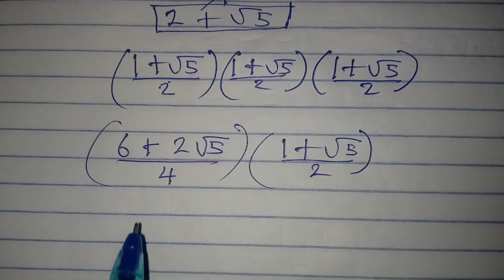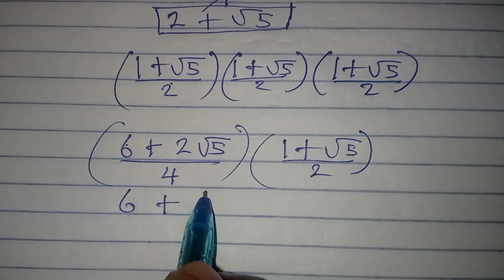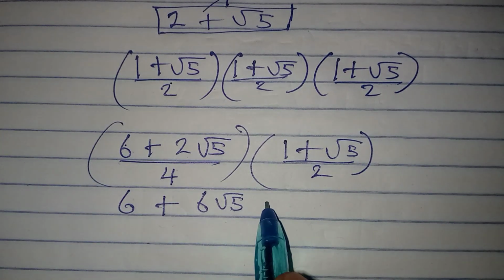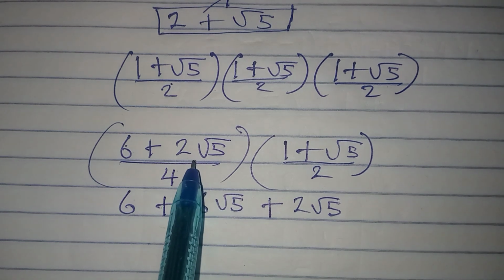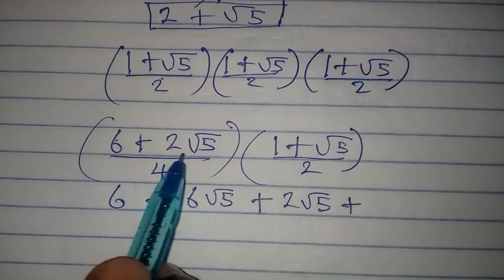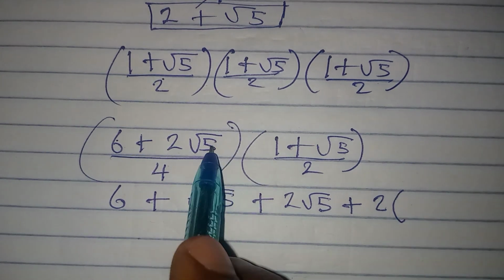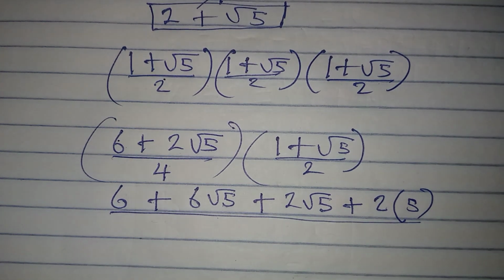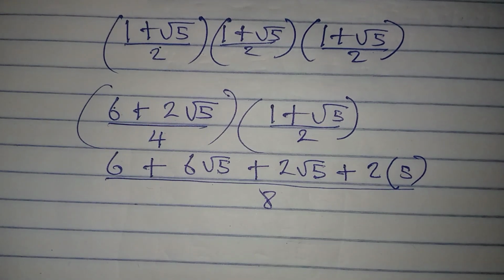Now let's go. 6 times 1 is 6, plus 6 times root 5 will give us 6 root 5. 2 root 5 times 1 will give us plus 2 root 5. And then 2 root 5 times root 5 will give us plus 2 first, then multiply by 5 times root 5 will give us 5. This is for the numerator. Then for the denominator, we have 4 times 2, which will give 8. Right? Now let's take a step further.